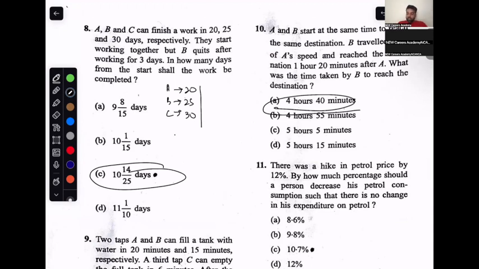100 would make it 300. So the efficiency of A is 15. B efficiency would come out to be 12. And C efficiency would come out to be 10.